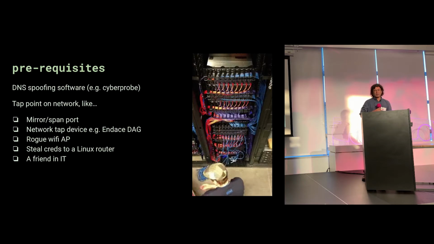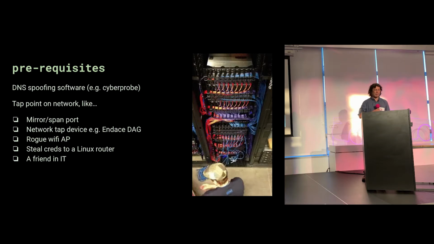So if you wanted to do DNS spoofing as a red team operation, these are the kind of prerequisites, the stuff you need set up. So first of all, you're going to need some sort of DNS spoofing software. So for instance, Cyberprobe, which I've introduced to you, would take care of that. You also need some place to sit on the network to monitor requests. So for instance, one place to look might be on a switch. If there's a mirror span port, that's a good place to see what's going on the network.